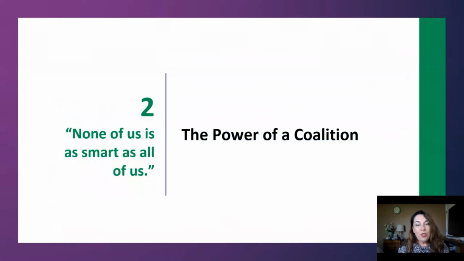The power of a coalition. It was once said that none of us is as smart as all of us. And when working in a coalition, you quickly recognize that there are strengths in different perspectives, in different walks of life, and certainly different strengths, skills, and abilities that can be brought to an effort to effect change.